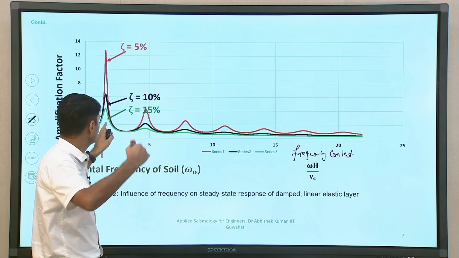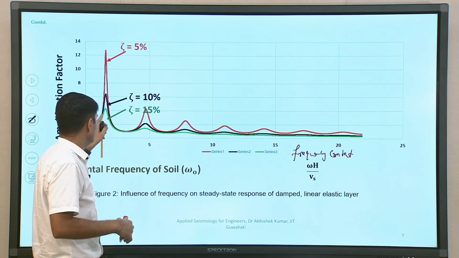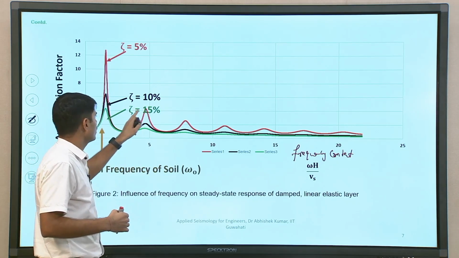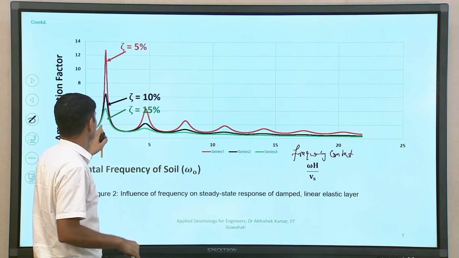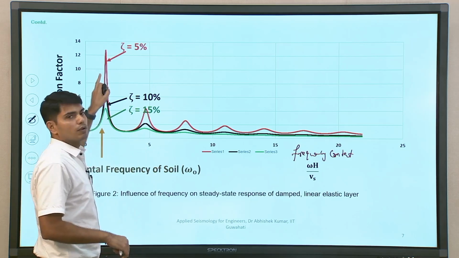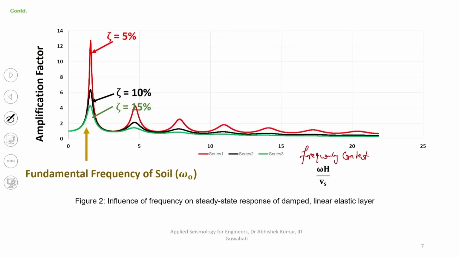You can keep on changing the frequency content while keeping one value of damping ratio. The lower the value of damping ratio, the more the system will respond, or there will be large fluctuation in the response of the system, as indicated by the plot over here. As you increase the damping ratio, initially it was 5%, then 10%, there is a significant reduction in the response of the soil layer, or reduction in the amplification factor.